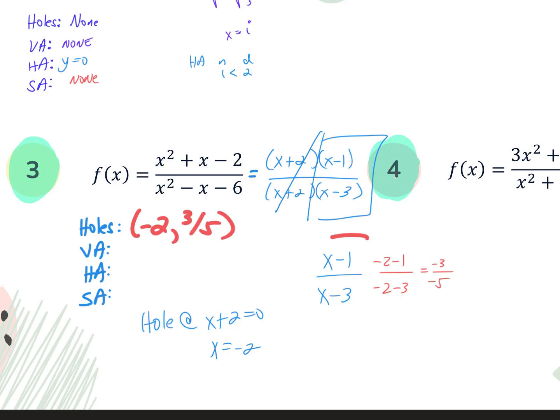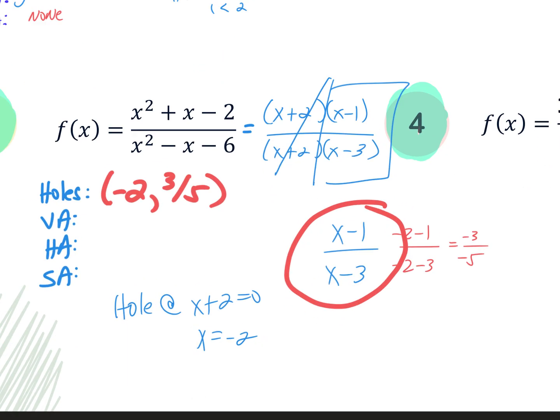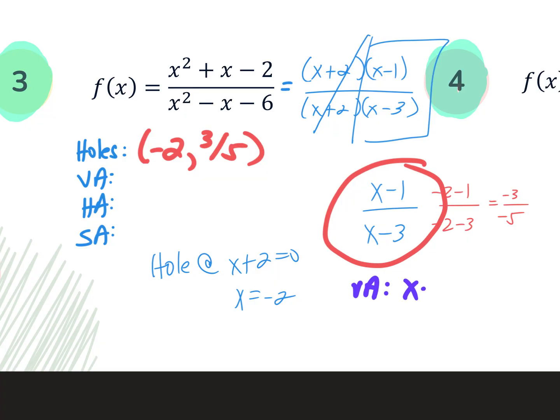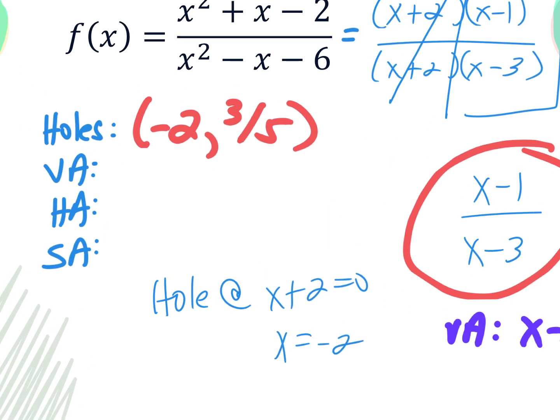And now I take my simplified, because you guys would tell me here, oh, I have 2 vertical asymptotes. You really don't. You have a vertical asymptote and a hole. So you take your simplified now, and you can tell me all of the things. How do I find my vertical asymptote? Denominator equal to 0? So x minus 3 equals 0. What's my vertical asymptote? x equals what?